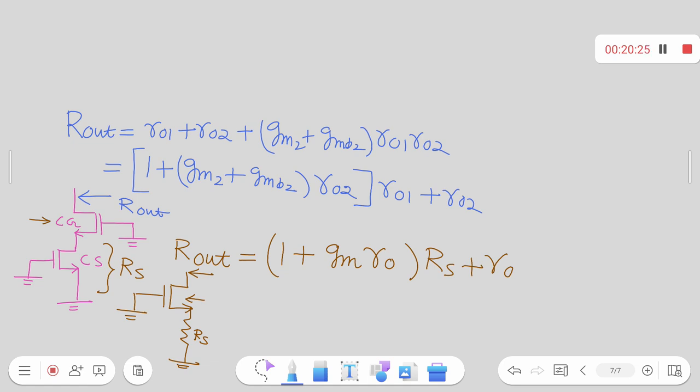So actually the circuits are different. In one case you have the common source stage with degeneration, in another case you have a common source common gate cascade. But when it comes to the calculation of the output resistance, we have arrived at the same expression. Is that one clear? So the advantage of this cascode amplifier, if I take a look at the output resistance value, what is the advantage of this cascode stage?